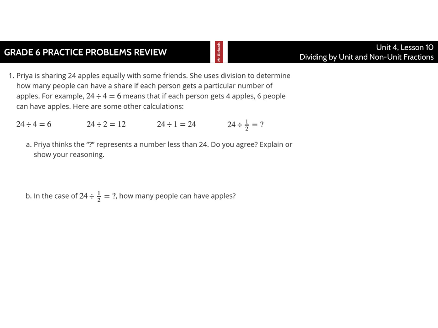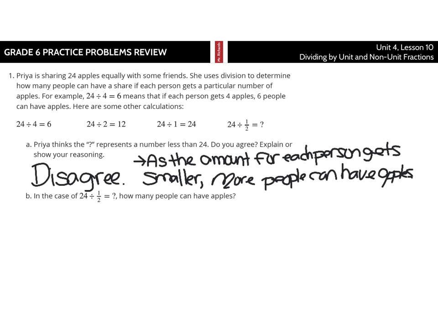Now Priya thinks that the question mark represents a number less than 24. Do you agree? Explain or show your reasoning. Well, I strongly disagree with her reasoning here. Basically, as the amount for each person gets smaller, more people can have apples.